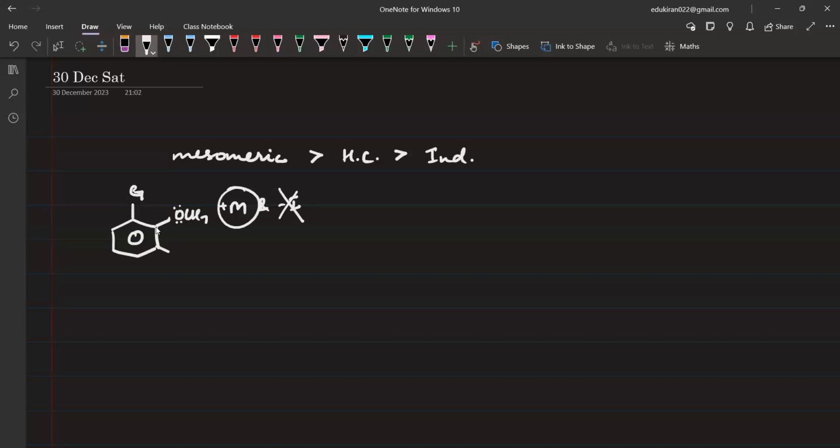Meta position में क्या होता है? If you have any group, let us suppose you have OCH3 here in the meta position, the mesomeric effect does not work here. And because mesomeric effect does not work here, we have to look at the inductive effect only. So it's not that the inductive effect works on the meta position, it's rather that mesomeric effect does not work on the meta position. That is why the most dominating effect after mesomeric effect is the inductive effect. So in meta position, we have to look for inductive effect. Make sense? Okay.